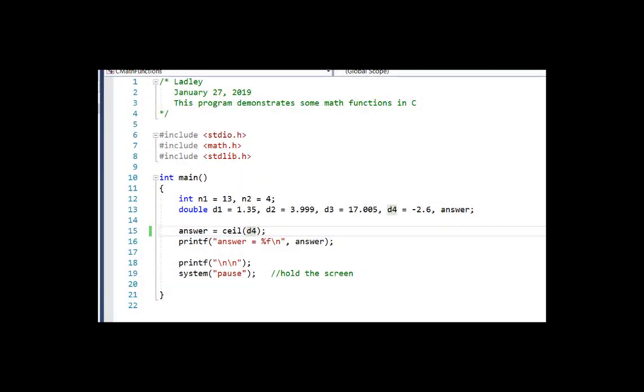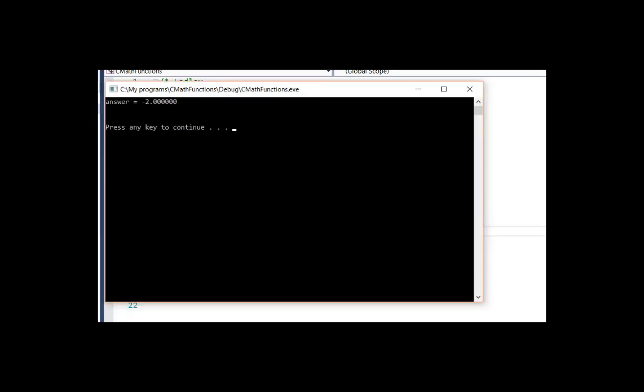Let's try D4. Here we get a return value of -2. Why? That seems kind of weird. Well, it's because -2 is the smallest whole number above -2.6. If that's not clear, just draw a number line with -2.6 and then -2 and 0 on it, and you'll see why it works that way.